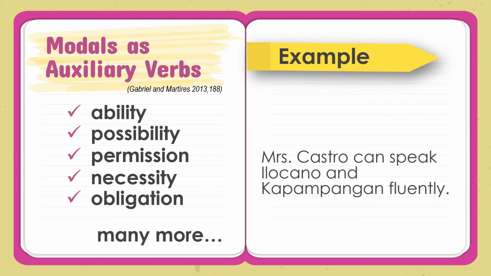For example, Mrs. Castro can speak Ilocano and Kapampangan fluently. In the sentence, the modal verb can was added before the main verb speak to show the ability of Mrs. Castro to speak Ilocano and Kapampangan. Thus, the modal can is used to express an ability at present.